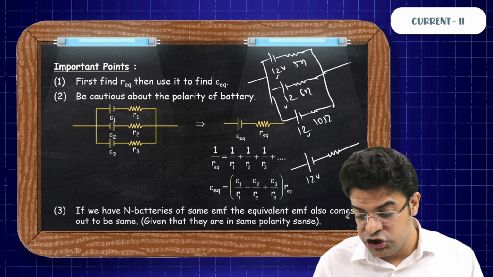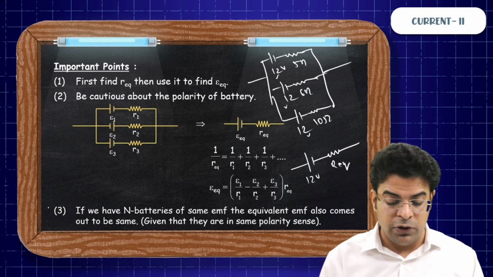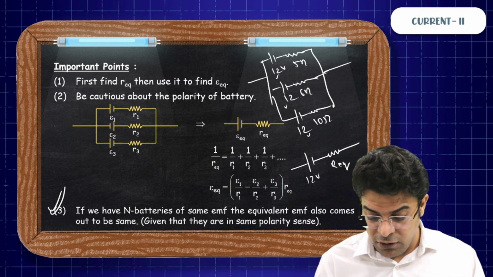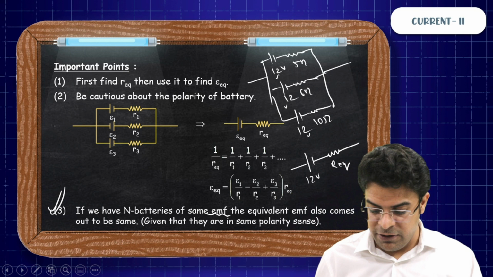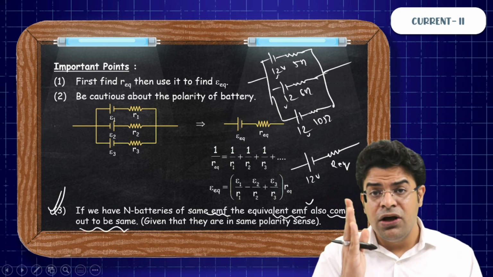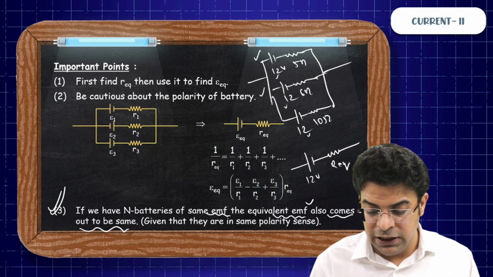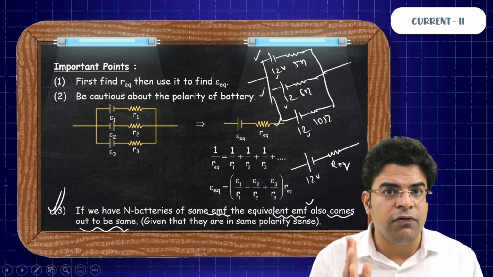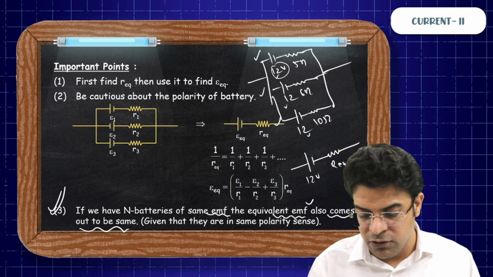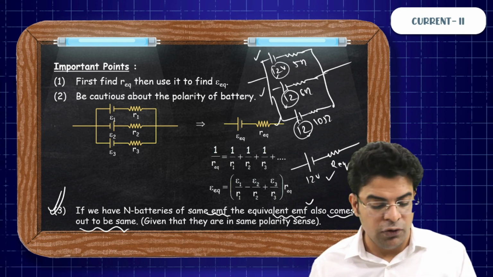Try it out, check whether sir has said this point right or wrong. If you have got multiple cells of the same EMF, then the equivalent EMF also comes out to be the same, given that all of them are pointing in the same polarity sense. All of them want one side of the equivalent to be at higher potential. Then the equivalent EMF comes out to be the same as 12 volt.